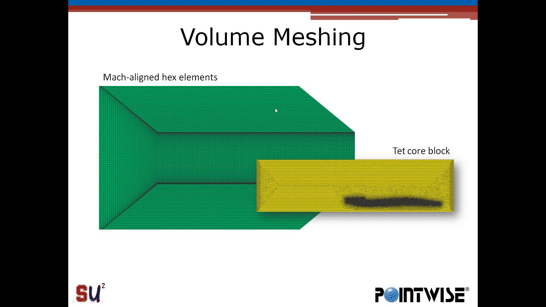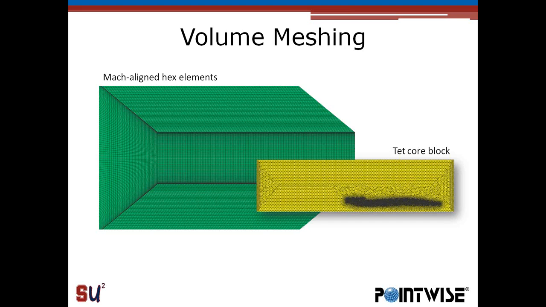The reason we've elected to use this Mach-aligned hex far field is because we've found, it's been shown, that Mach-aligned hexes yield results that are often superior to those that come from adaptation or refinement schemes, especially the farther you move away from the actual vehicle, at lower computational cost. So we can compute the Mach angle for the cruise configuration and get an idea of how to shear these hex elements in the far field.